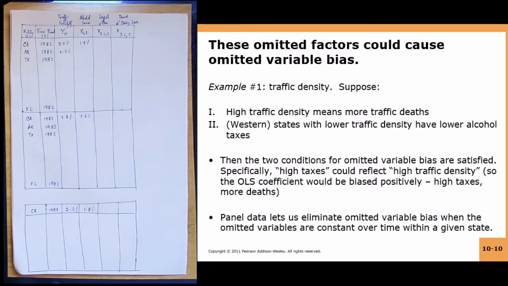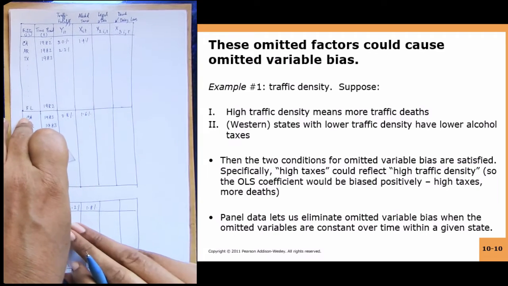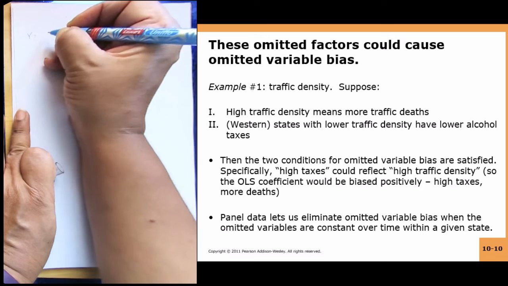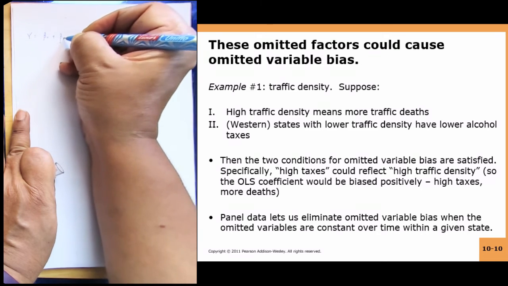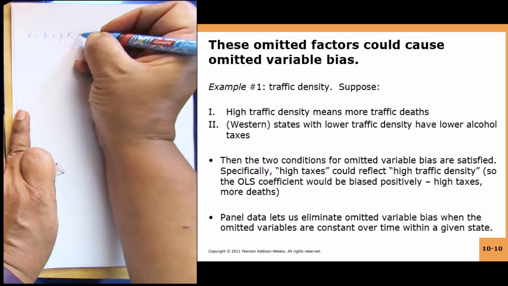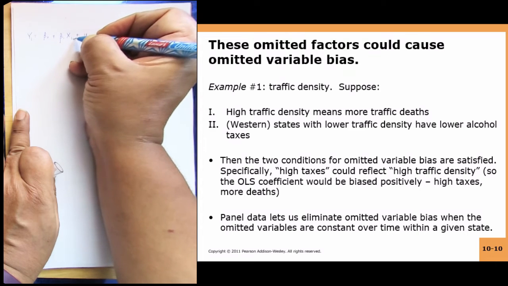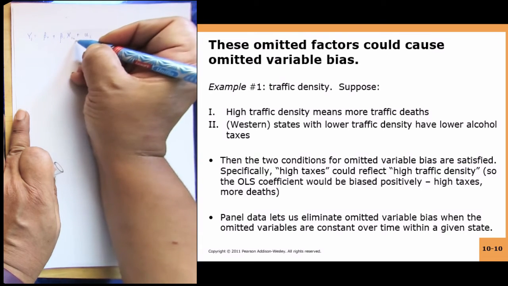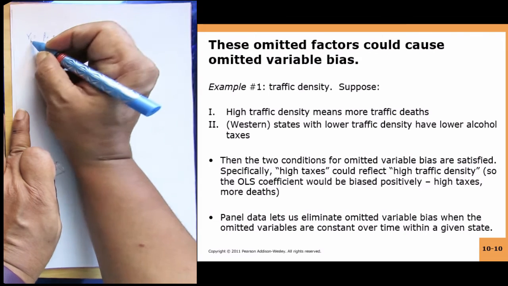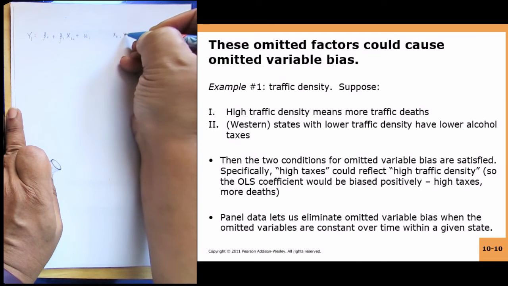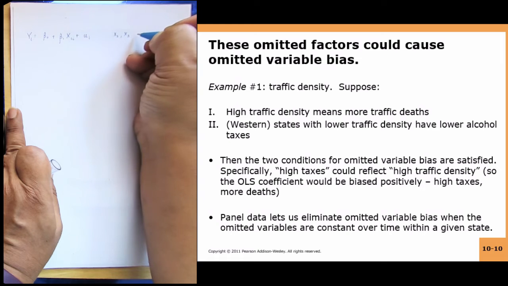For the omitted variable, suppose your variable of interest is x1. Yi equals beta 0 plus beta 1 xi plus ui. You have included x1 and you are trying to see the effect of x1 on y. You have omitted some variables which are x2, x3, and so on and so forth, x4.